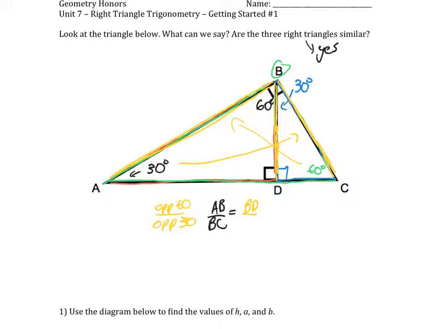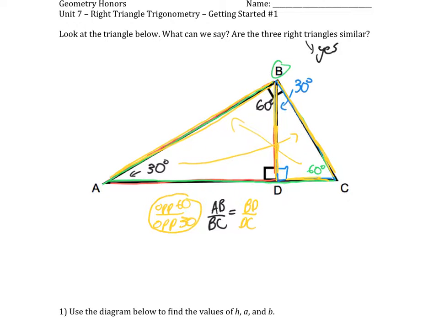Okay, the side opposite 30 is DC. So there is one ratio I could say. I could say AB over BC equals BD over DC. And that's something I certainly can say. Again, there are other answers to it, as long as you are consistent, right?